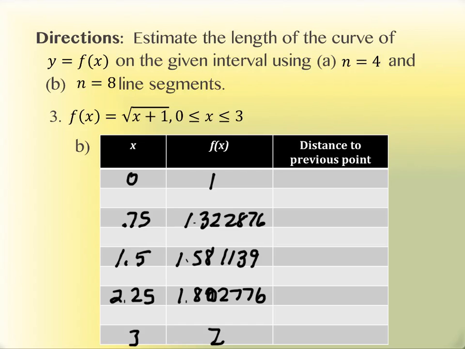So if I take a look between 0 and 0.75, what's halfway between those two numbers? 0.375, yeah. And then I need the number halfway between 0.75 and 1.5. What's that number? 1.125. Okay, now there are at least 2 ways of finding that 1.125.